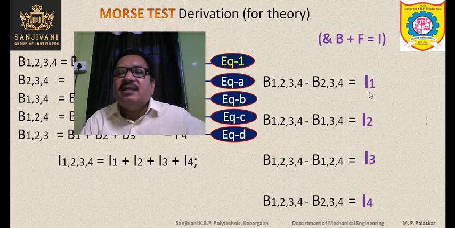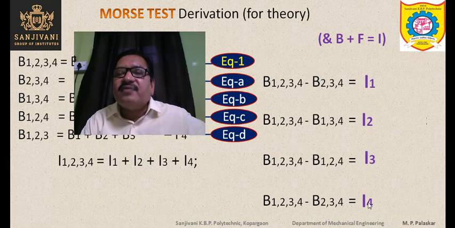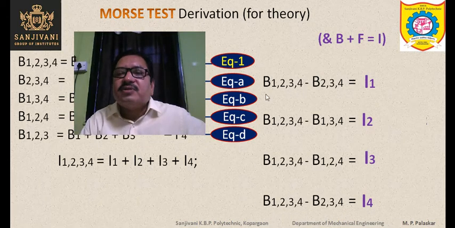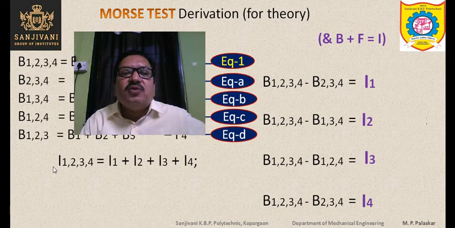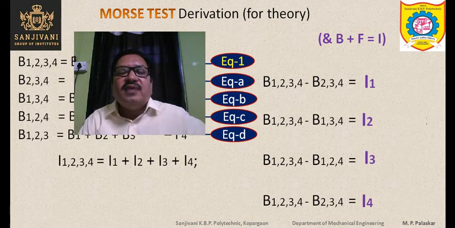We can add these I1, I2, I3 and I4, because all these values, that is B1234, B234, B134, B124 and B123, we are estimating from the experiment. So these values are known to us, right? From these values we can find I1, I2, I3 and I4, and we can add them to get ultimately the approximate total indicated power of the engine, that is I1234.